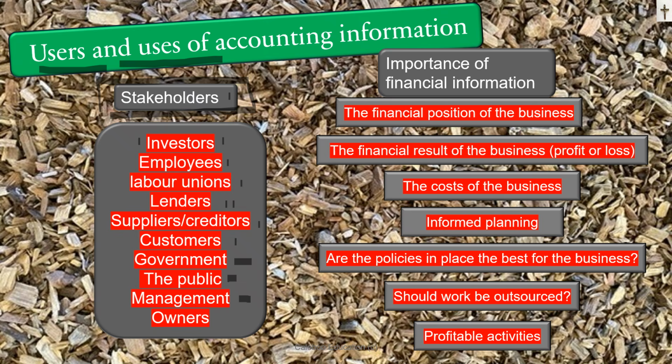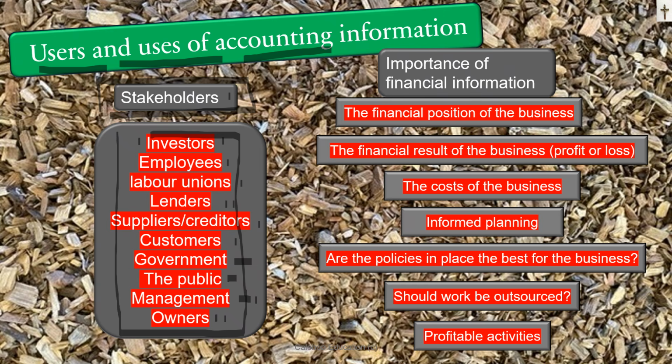Management need to know what's going on. How can they plan the way forward? And planning will take place based on what's happened in the past. So they need to check the financial statements. Owners want to know if their business is profitable or not, and a whole lot of other information. Owners are interested. So these here are stakeholders of the business, and they're interested in the accounting information.